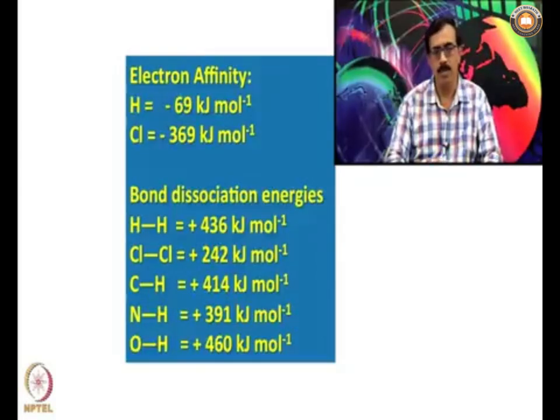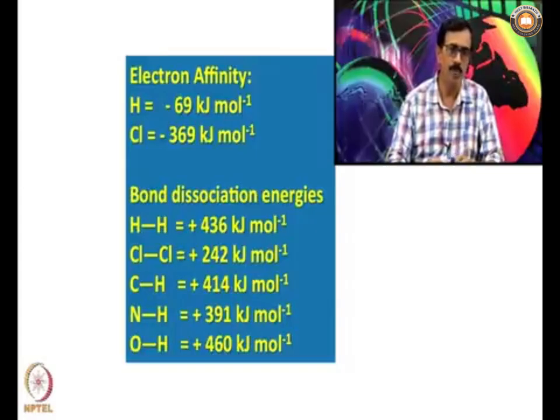That is the reason activation of the sp3 carbon-hydrogen bond is very difficult, and again we use homogeneous or heterogeneous catalytic methods to perform that. The N-H bond energy is plus 391 kilojoules per mole and the O-H bond energy is plus 460 kilojoules per mole, and the electron affinity, if you see, is minus 69 kilojoules per mole. That means to make H to H-, energy required is about 69 kilojoules per mole. On the other hand, to make Cl to Cl-, it is minus 369 kilojoules per mole.